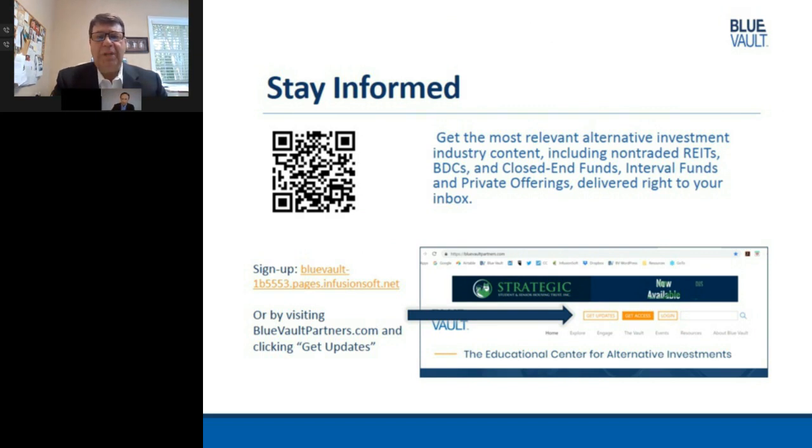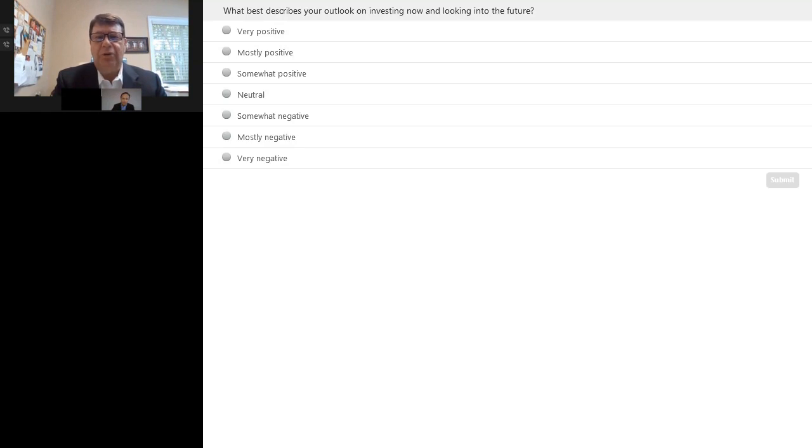Okay, well, before we start with the presentation, we'd like to go to a couple of polls just to get your feedback. You can see on your screen here, all you have to do is click on one of the answers. What best describes your outlook on investing now and looking into the future? Are you very positive, or are you mostly negative? What might that be? And I'm going to make an assumption that most of it is positive, somewhat positive and above, but that's the reason we asked the question.